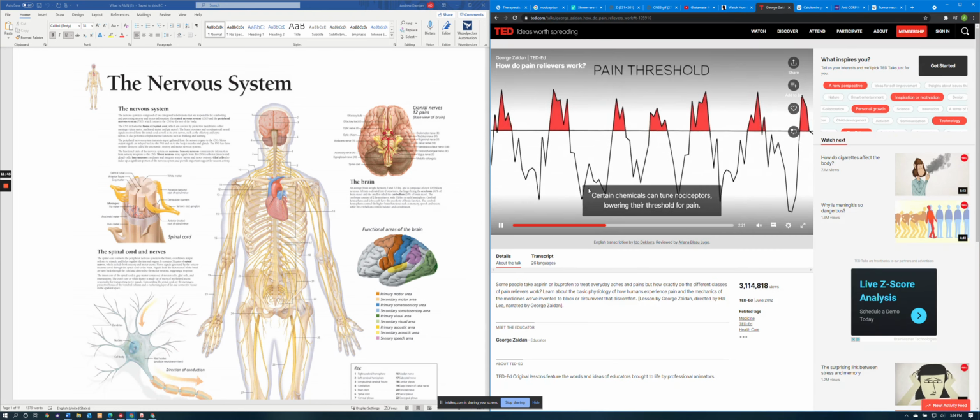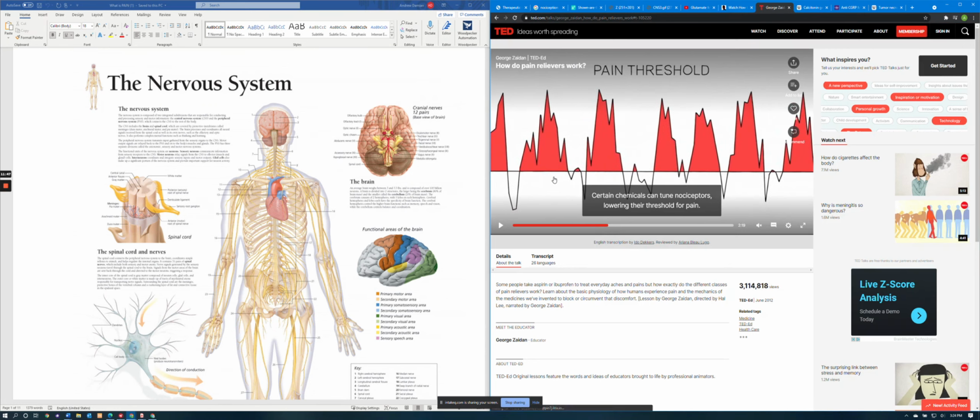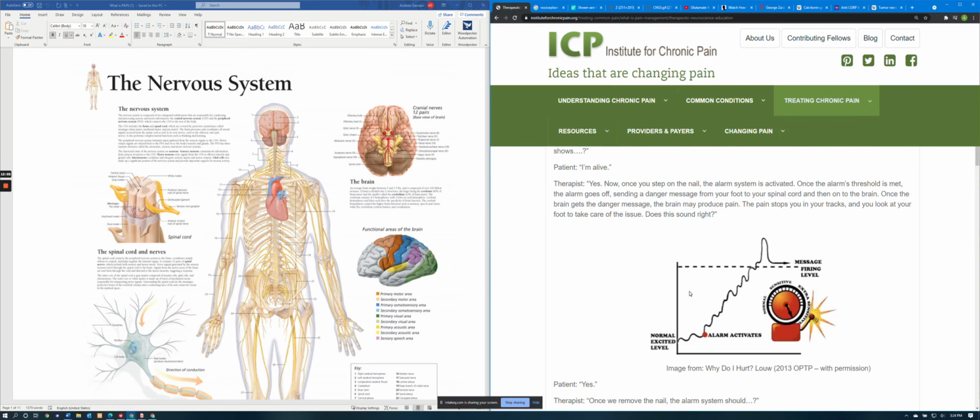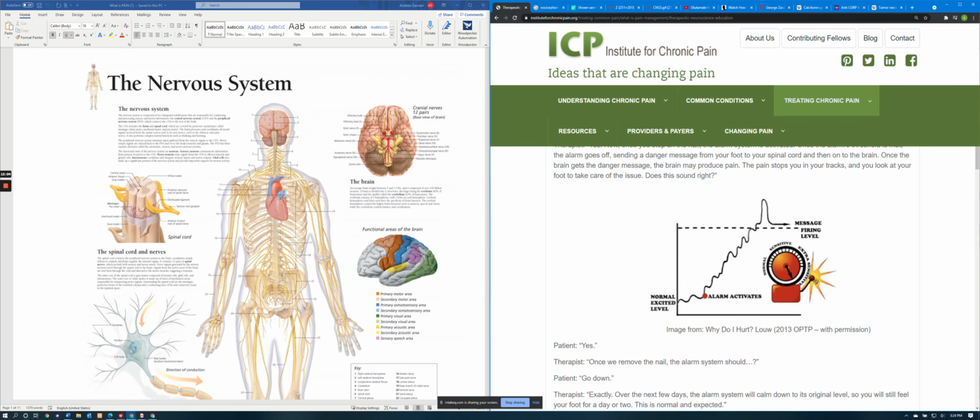Another way of visualizing this idea is in this video here that nicely shows this pain threshold changes. Actually, let me show you something else before that. Okay. So I don't think I've showed you this. Maybe I have, but this is trying to explain when a nerve in the body is activated and how it responds after it's activated.